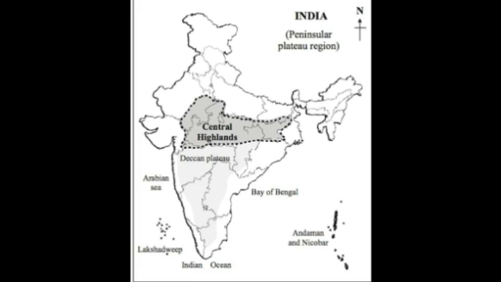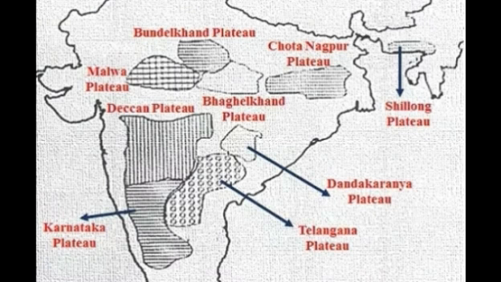The Deccan Plateau. The Deccan Plateau is a triangular landmass that lies to the south of the Narmada River. The Deccan Plateau is higher in the west and slopes gently eastwards.